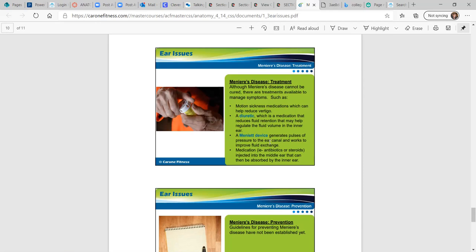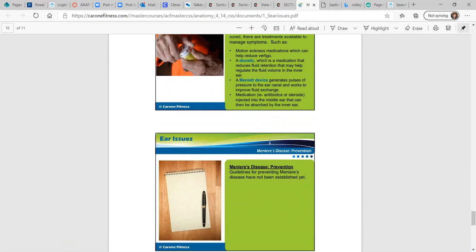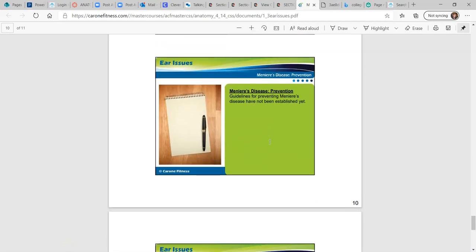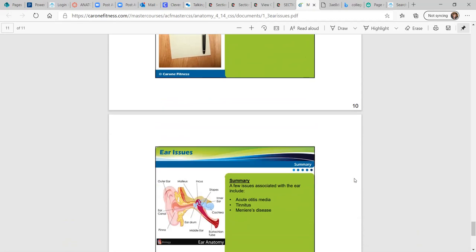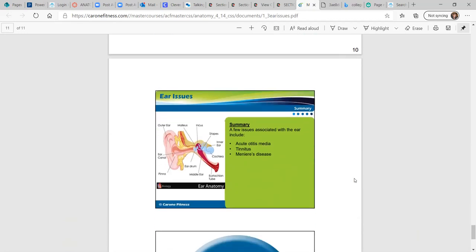Medication like antibiotics or steroids may be injected into the middle ear and then absorbed into that deeper inner ear. Prevention. Since they don't know what causes it, they don't really have a good way to prevent it. If you don't know what's causing it, you can't really prevent it, which is unfortunate. But thankfully, it's less common than ear infections and tinnitus.